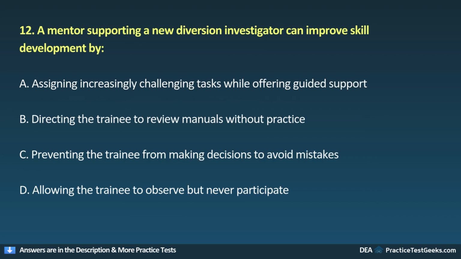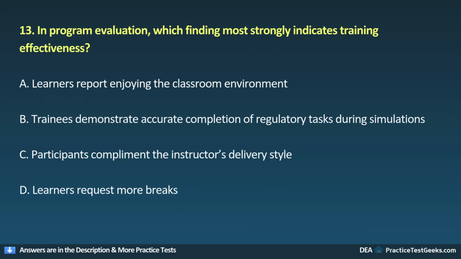12. A mentor supporting a new diversion investigator can improve skill development by: A. Assigning increasingly challenging tasks while offering guided support. B. Directing the trainee to review manuals without practice. C. Preventing the trainee from making decisions to avoid mistakes. D. Allowing the trainee to observe but never participate.